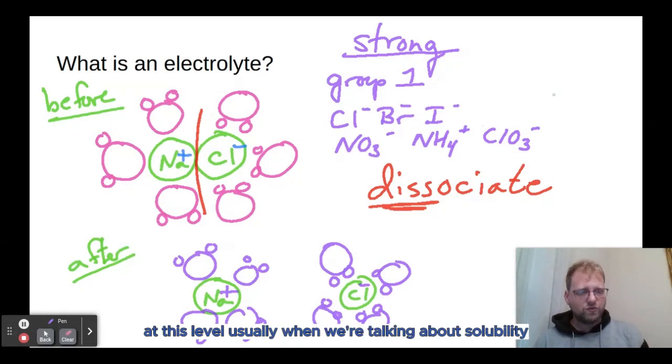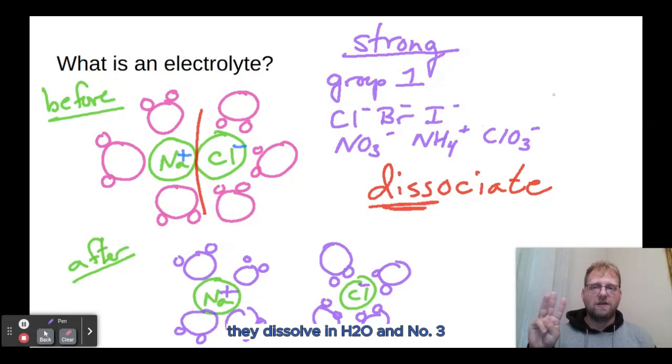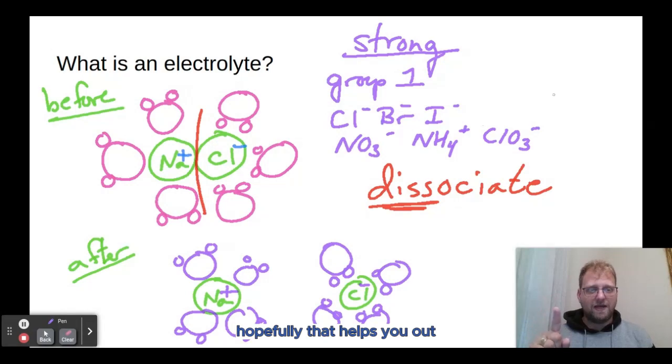At this level, usually when we're talking about solubility and electrolytes, we're really just talking about the 3 criteria that we initially discussed. And I'm going to say it one more time to wrap up. We're talking about substances that are ionic, substances that are aqueous, in other words, they dissolve in H2O, and number 3, they dissociate into ions. Hopefully that helps you out in answering the question, what is an electrolyte?